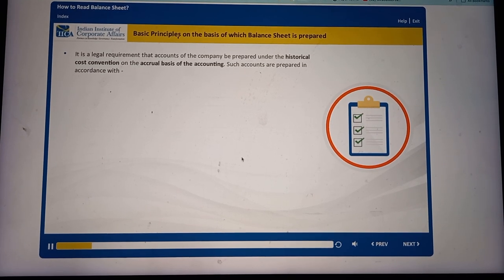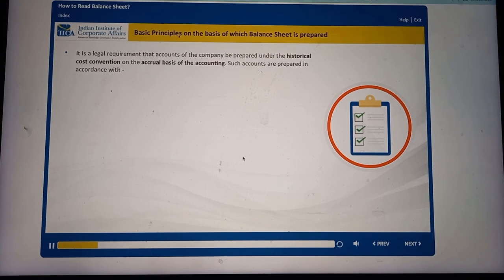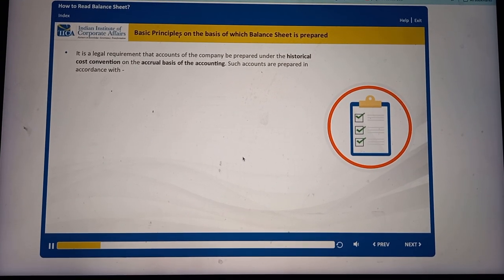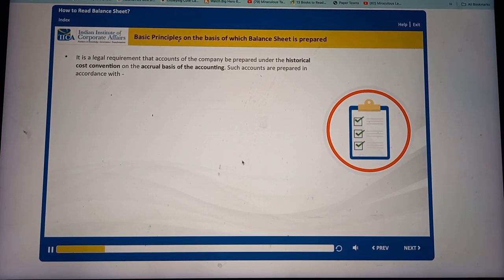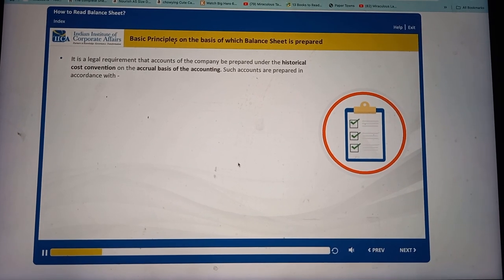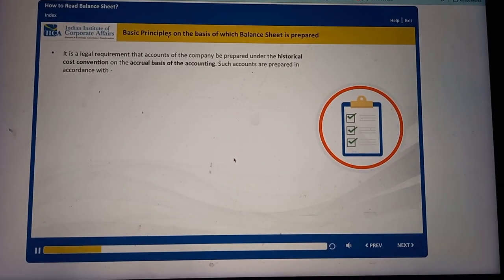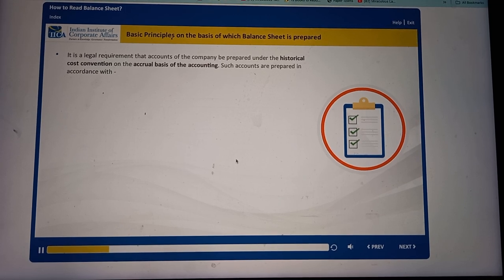explained. The basic principles are, number one, that accounts of the company are prepared on the basis of historical cost convention. Historical cost convention means all the transactions are recorded at the actual amount. That is known as historical cost convention. And further, the balance sheet and books of accounts are prepared on the basis of accrual basis of accounting.